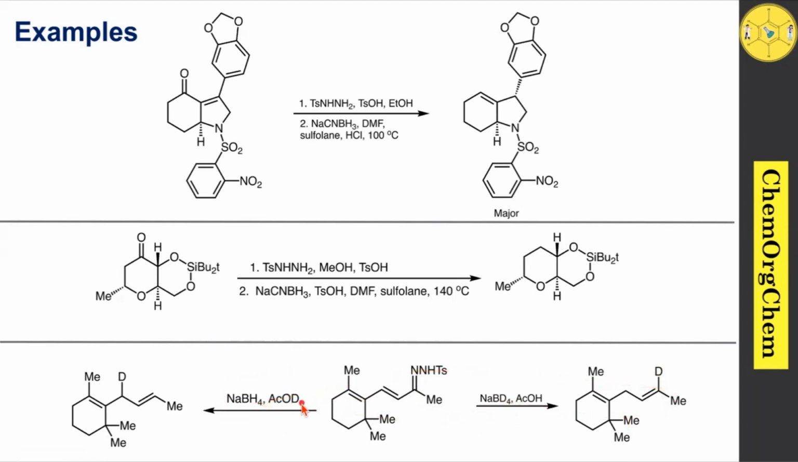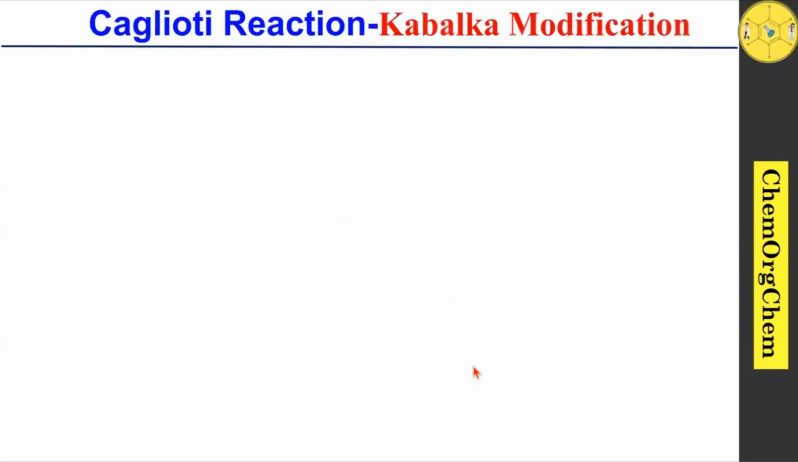Now you see, when we use deuterated acetic acid, it readily protonates this nitrogen atom. Now the deuterium atom transfers to this carbon by 1,5 sigmatropic rearrangement. Therefore we get deuterium incorporation at this carbon. So let's move on to the Caglioti reaction modifications. Another modification is the Kabalka modification.